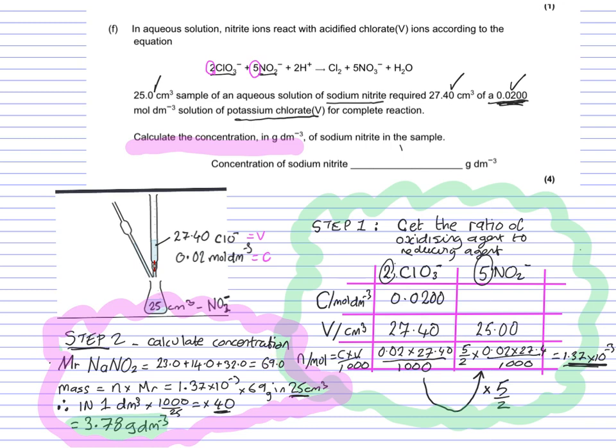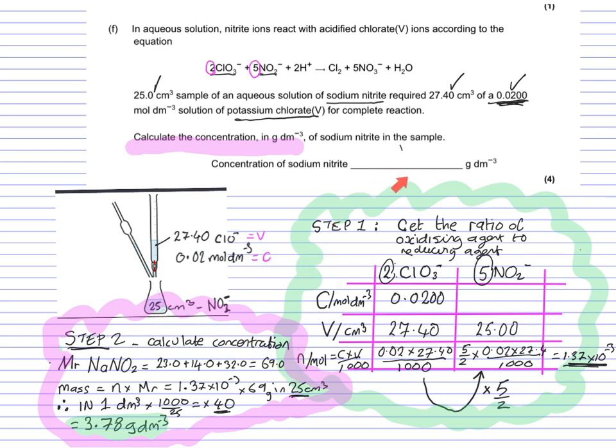So that's 1 sodium, 1 nitrogen, 2 oxygens, which gives you an MR of 69 grams for every mole. Because we're trying to find the concentration in grams per dm cubed, we can now convert the moles to mass. So that's the number of moles times the MR, and that is in 25 centimetres cubed. That would give us the number of grams in our 25 centimetre cubed sample.